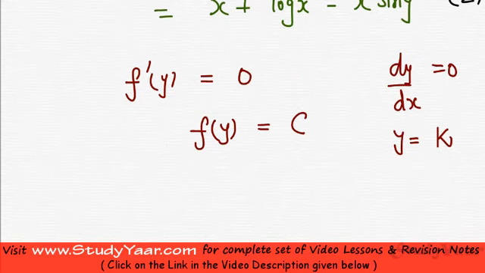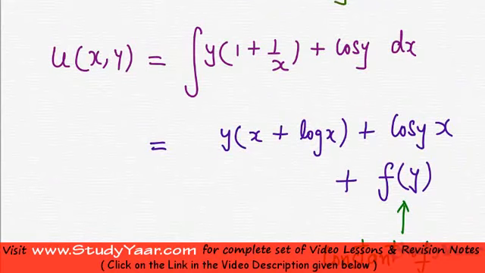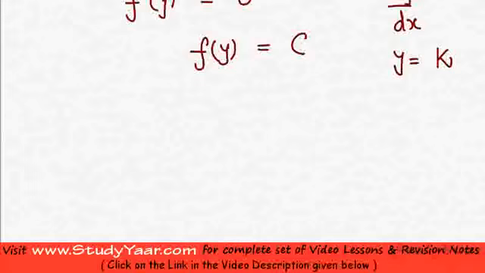Therefore, I have found my expression for u of x comma y. My expression for u of x comma y is y into x plus log x plus cos y into x plus f of y, which is a constant.